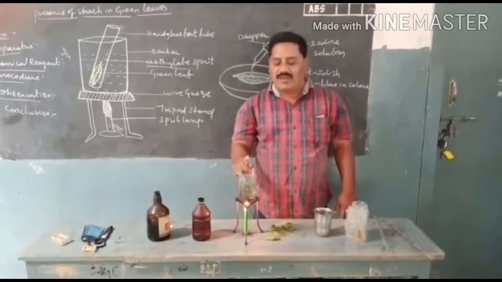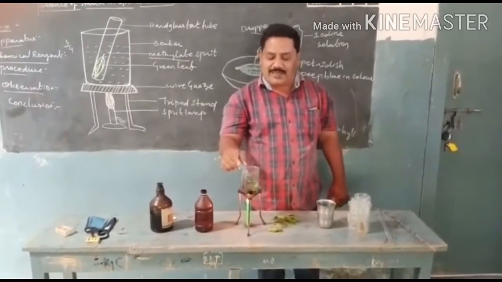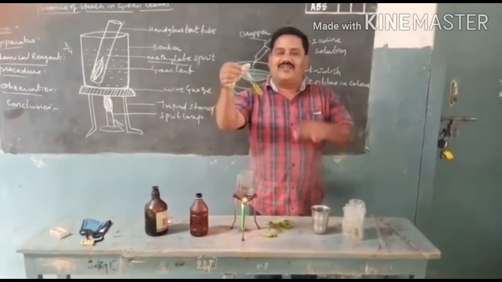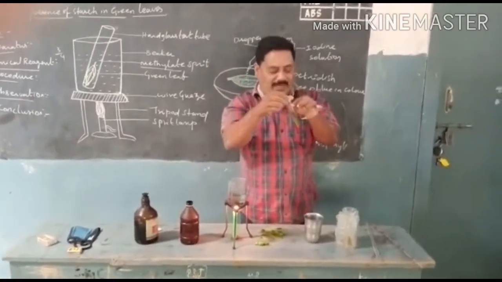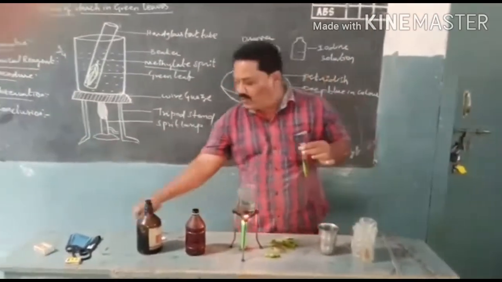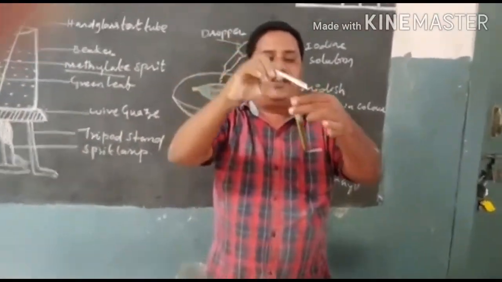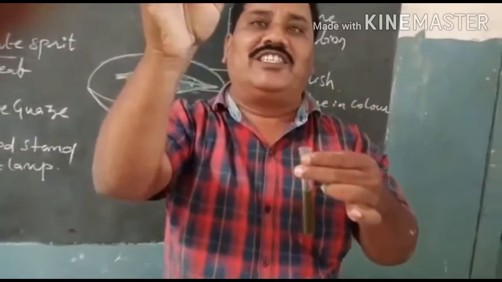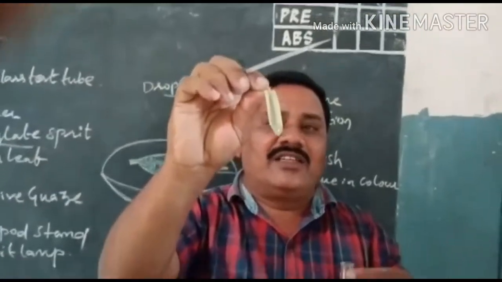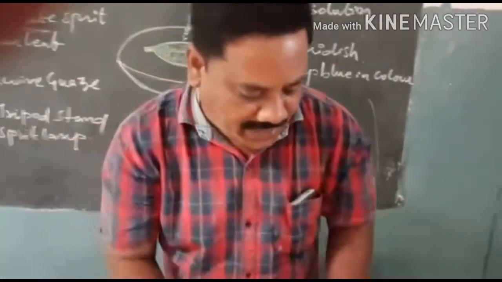After half an hour, you notice that the green leaf has had its chlorophyll extracted. Remove this leaf from the test tube. When you remove that leaf, you see it has changed to white in color. This leaf is bleached in the petri dish.